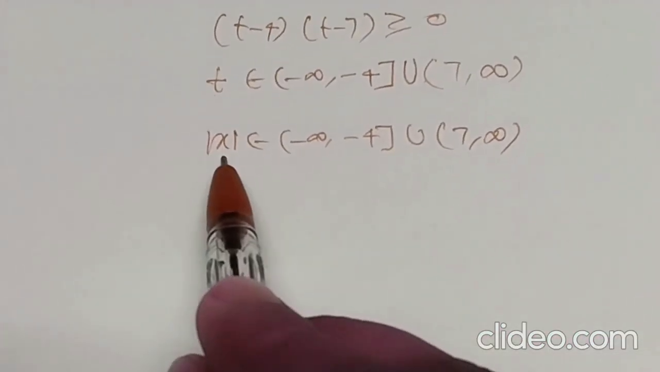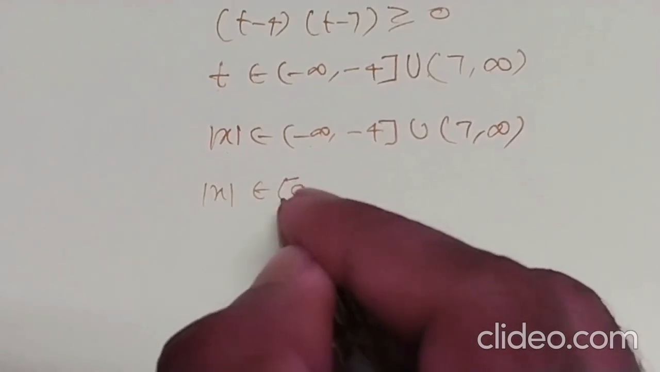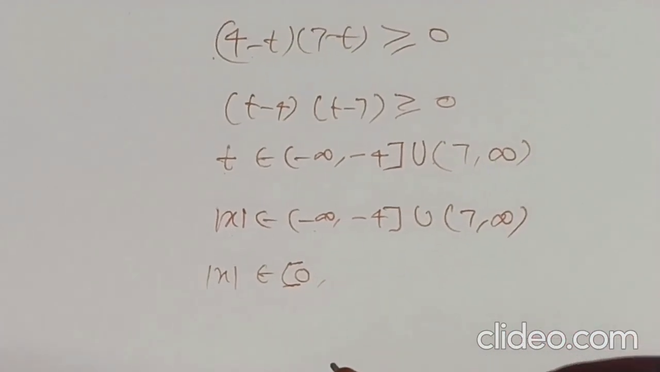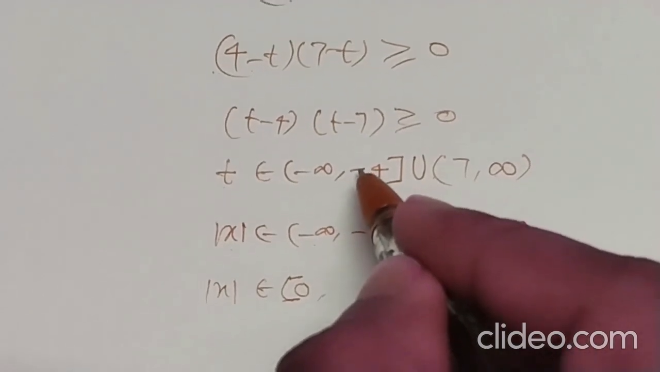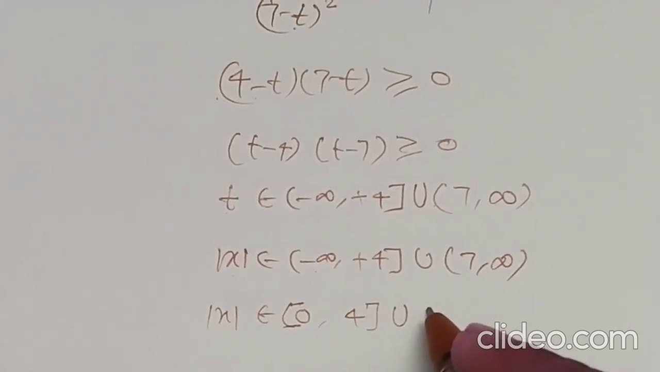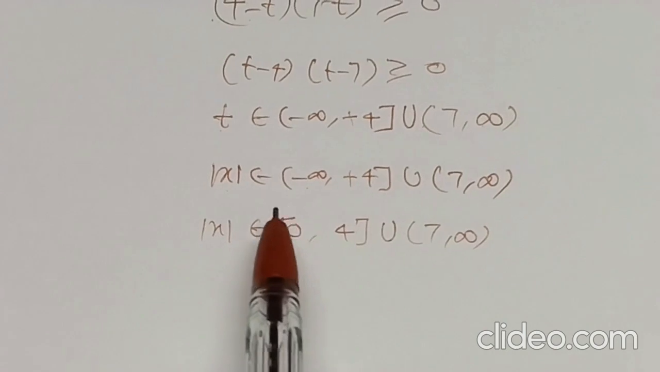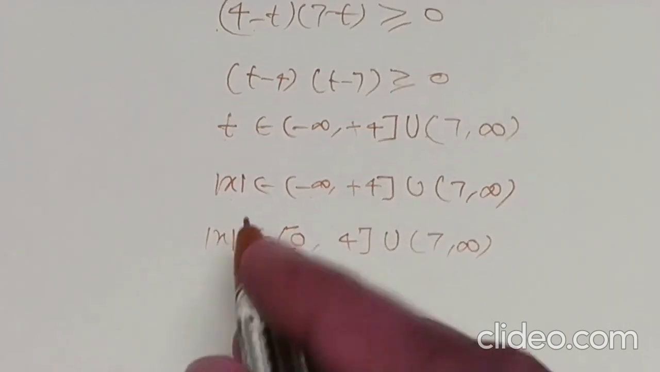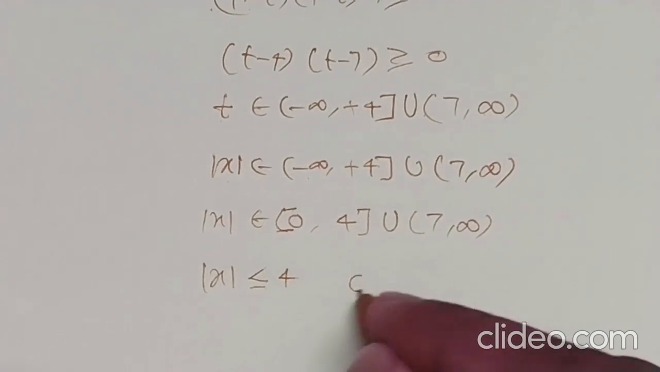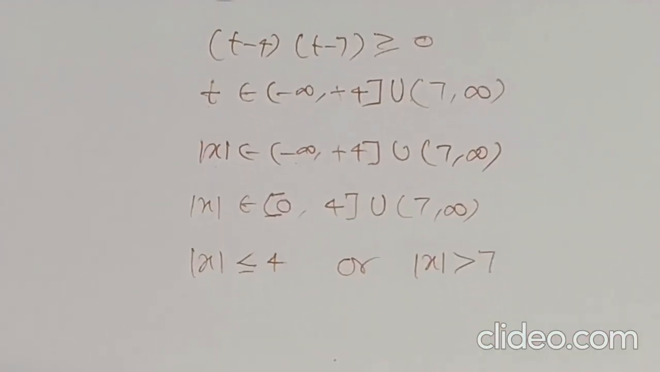But we know that |x| cannot be negative. So |x| should belong to [0, 4] union (7, infinity). So what will we get from here? |x| should be less than or equal to 4, or |x| should be greater than 7. These two conditions we will get.